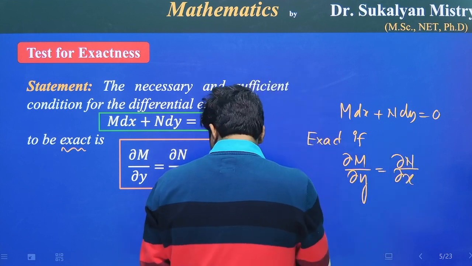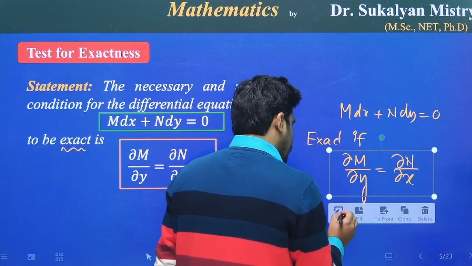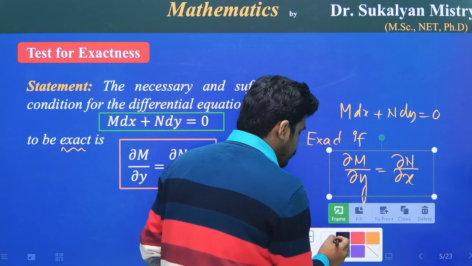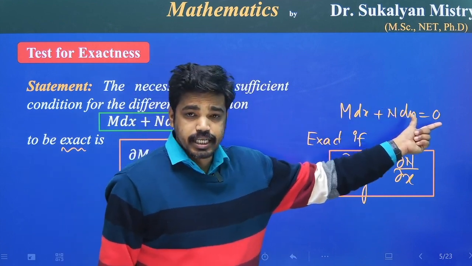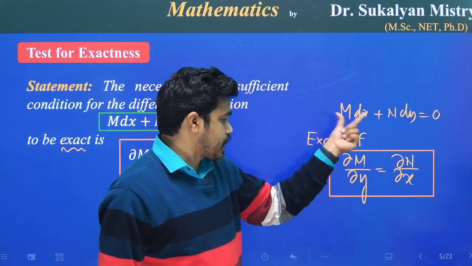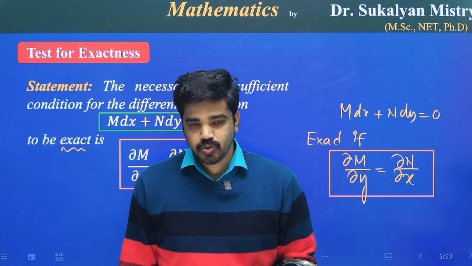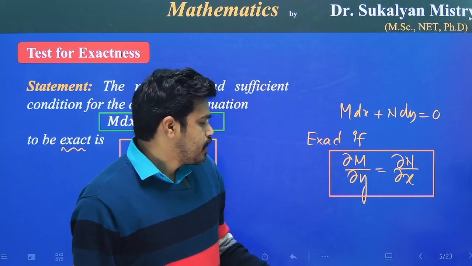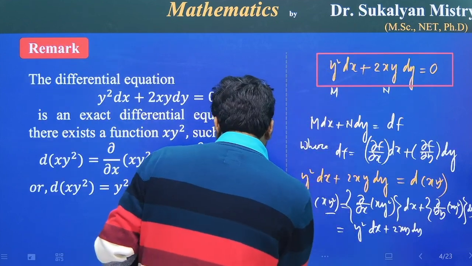If this condition is satisfied, then we directly say that the given differential equation is exact. M dx plus N dy is equal to 0 will be exact if del M del y is equal to del N del x. Right? Okay. See the previous example that I discussed, here what is M?